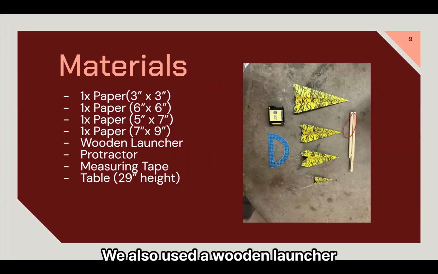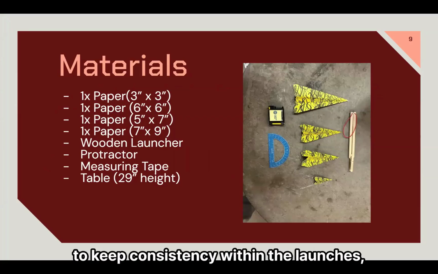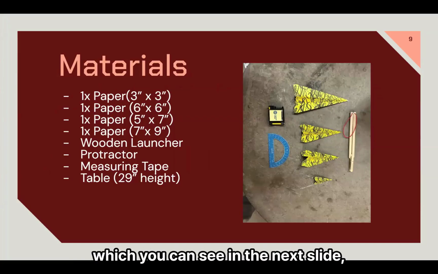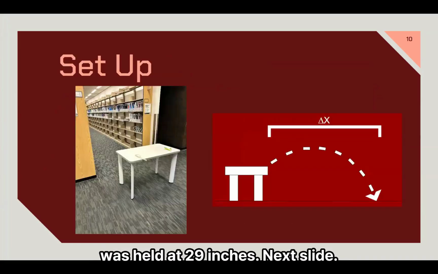We also used a wooden launcher to keep consistency within the launches, a protractor, a measuring tape, and our table launch height, which you can see in the next slide, was held at 29 inches.